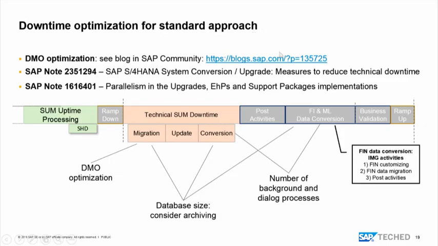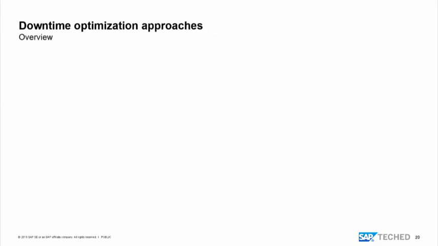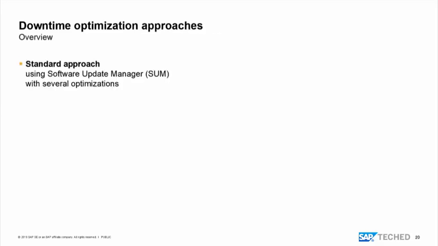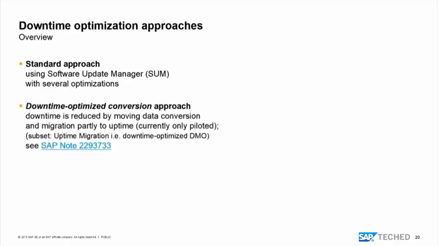The DMO optimization is described in this blog that has been out there for a while, written by a colleague from the SUM development team. And for these activities on data conversion, we have these two notes as a central entry point for a lot of hints on how to optimize this part. So this is the standard approach that we've been looking at. We have different approaches. The standard approach, as I told you, with the Software Update Manager, the tool has some improvements in there, so the SUM development team is working on improving this for the standard approach, but we have something called downtime optimized conversion as well.